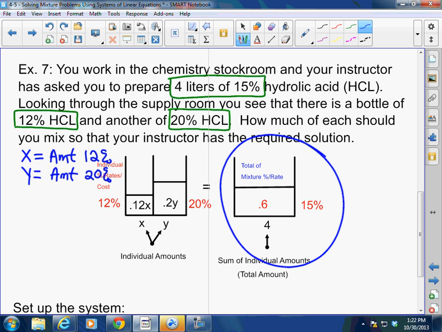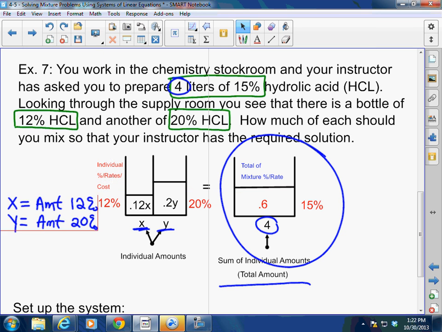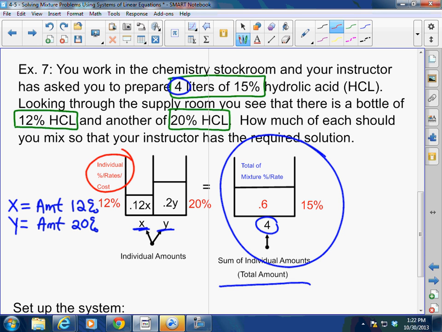Okay, look. They told you that they prepared 4 liters, correct? Isn't that the total of the individual x plus y total amount? Right? Of that total amount, aren't the sides, according to what I said, the individual rates, percents, or costs? They said that the individual percent of the x was 12%. The individual percent of the y was 20%. Did they not say that it's 15% of the combined new beaker? You see what I'm saying, my man? Thank you. Great question. So now it's area again.